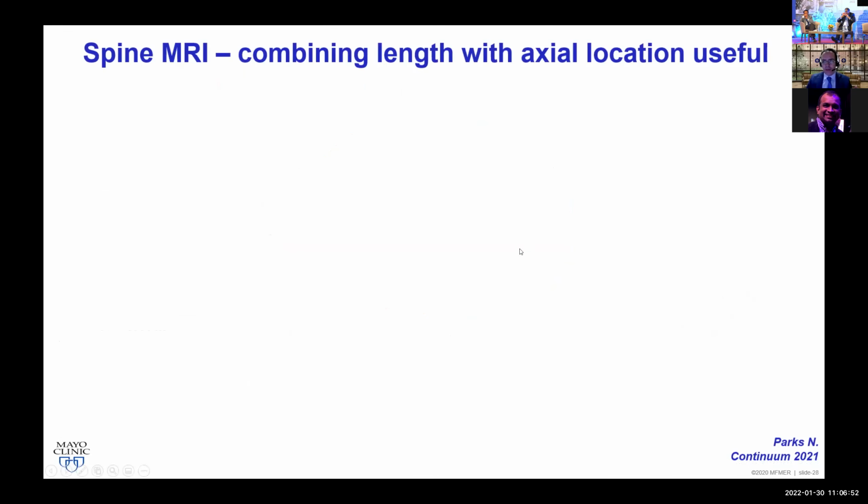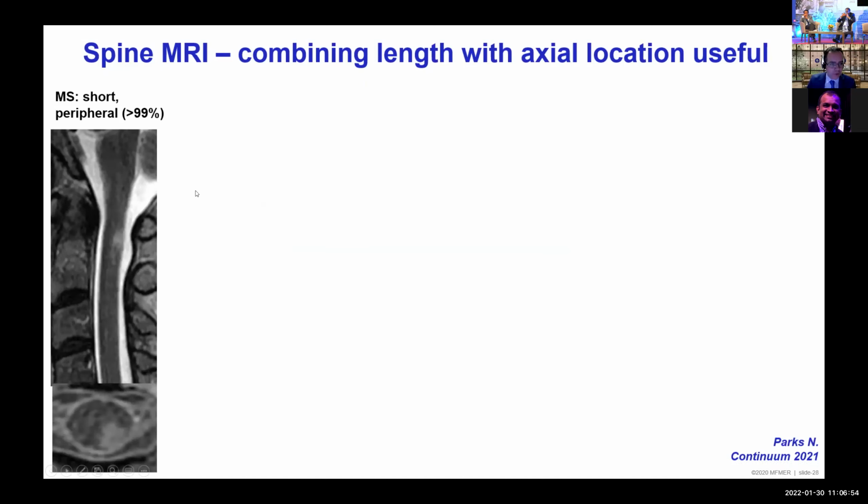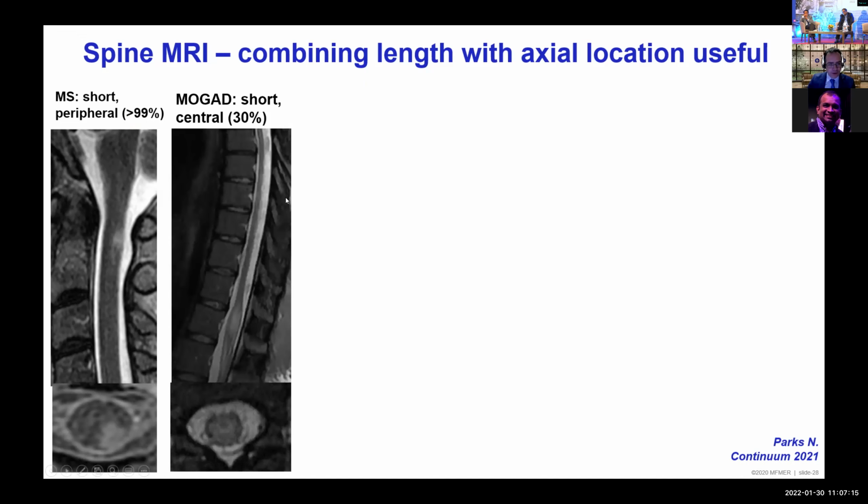So if we combine the length of the lesion with these categories, then you'll see what I mean here. Here you see an example of an MS case with a short lesion extending about 1 vertebral segment, and it involves the cord periphery here in the dorsal columns. MS lesions are short, less than 3 vertebral segments, in 99% of cases. So that's a very, very useful feature.